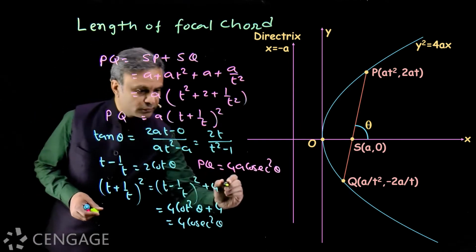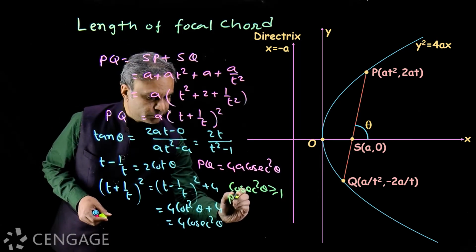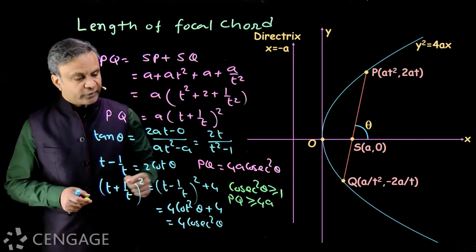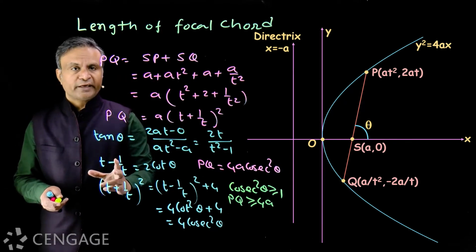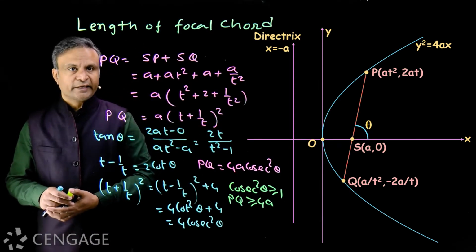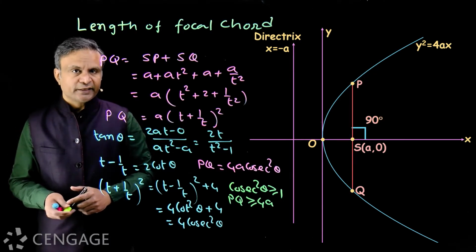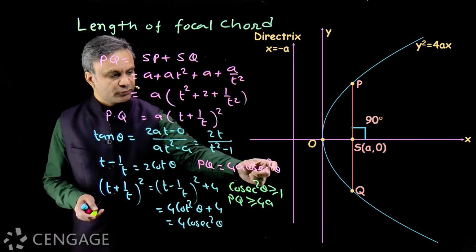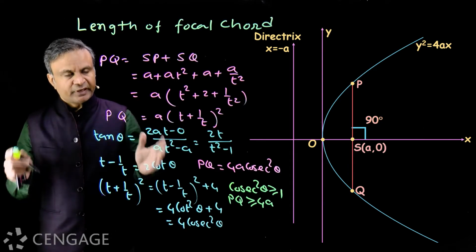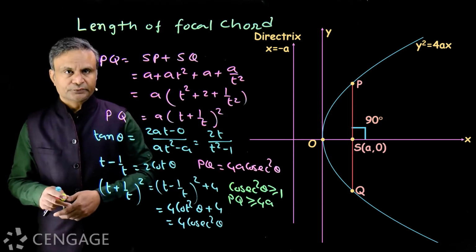Now we know that cosec square theta is greater than or equal to 1. So we get PQ greater than or equal to 4a. That means the least value of focal chord is 4a, and 4a is length of latus rectum of parabola y square is equal to 4ax. For latus rectum, angle theta is 90 degree, pi by 2 radians. So if we put here theta is equal to pi by 2, we get PQ is equal to 4a. किसी भी पैराबोला में शॉर्टेस्ट फोकल कॉर्ड क्या होगा? लेटस रेक्टम होगा, ठीक है ना?